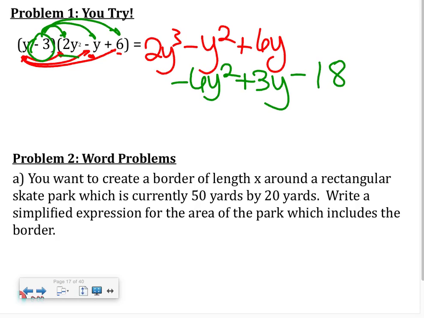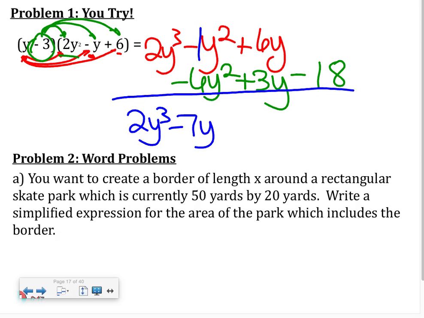From here now, we are going to combine all of our like terms. I have 2y to the third. That's the only one I have, so I'm just going to bring that on down. I have 2y to the third. I have negative 1y squared and negative 6y squared. So altogether, I have negative 7y squared.